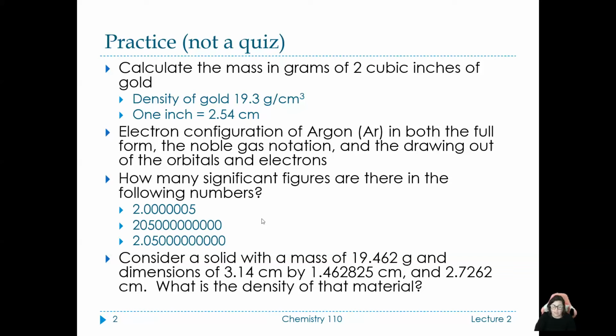Now, can I write it the other way since I know it's going to be full? Of course I can. Absolutely I can. But I'm not going to do that. It's just not how I do things. 3s paired. We have 3p1, 3p2, 3p3, 3p4, 3p5, and 3p6. So that's the complete designation there.